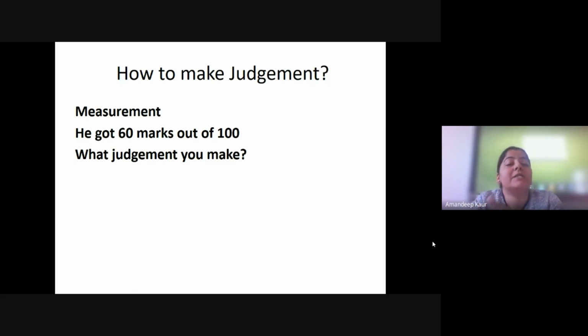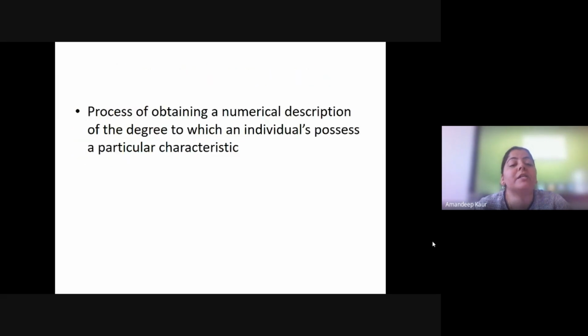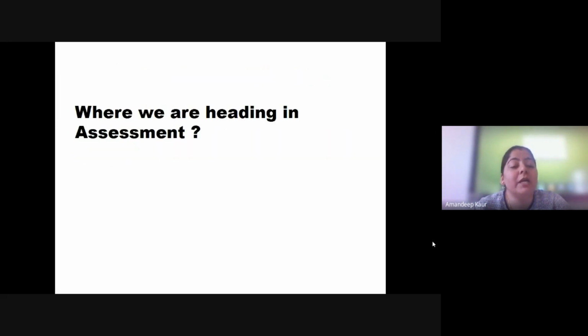A third teacher may say that the student is able to get only 60 marks because the teacher dealing with this particular subject is also very new to it. So with the help of evaluation there are certain kinds of judgments that we are making, and we need to understand why we need these kinds of tools in the evaluation system in our technical institutions. For this we need to understand where we are heading in assessment.